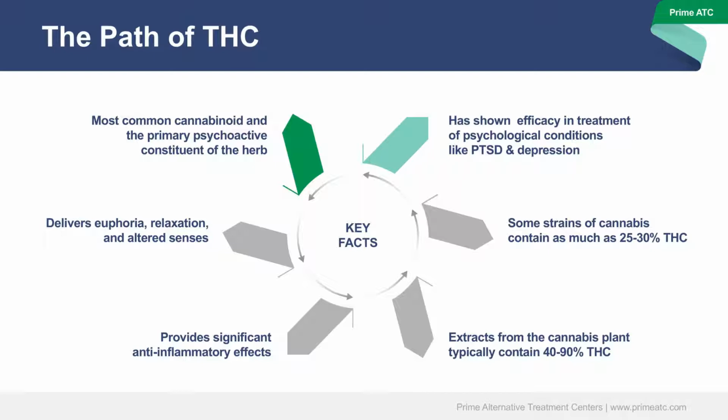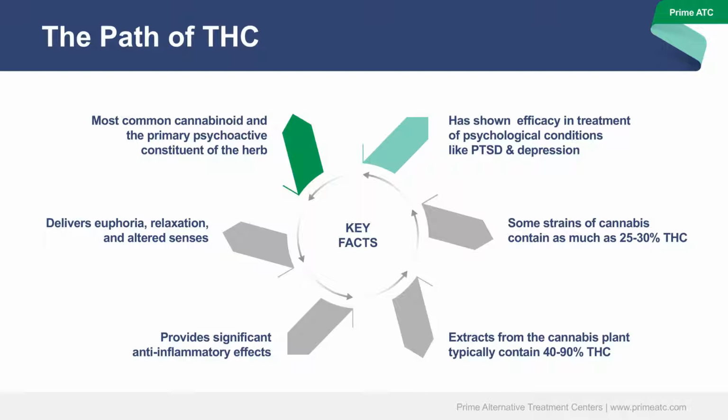For example, cannabis has shown to have a significant effect upon Crohn's disease, an inflammation of the gastrointestinal system. THC has also been shown to have efficacy in treatment of psychological conditions like depression and PTSD.